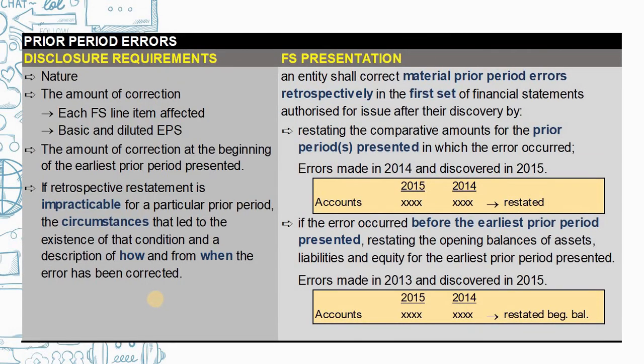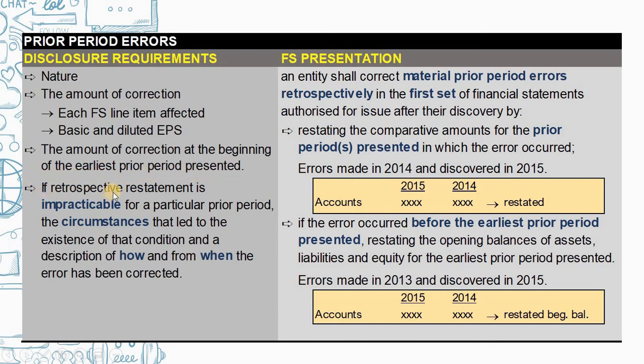So if there is a discovery and correction of a prior period error, what are the disclosure requirements? First is the nature of the error. Next is the amount of the correction for each FS line item affected, with the computation of basic and diluted EPS. Then the amount of correction at the beginning of the earliest prior period presented.